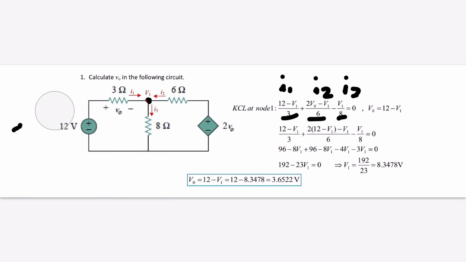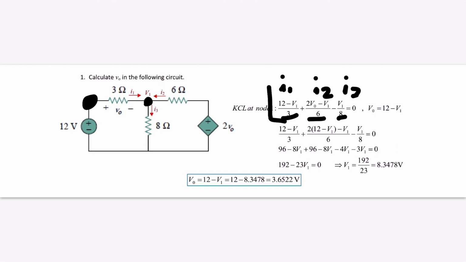Moving on to this part of the question, we're going to represent the currents I1, I2, and I3 in terms of voltages over resistance. For the first part, looking at I1, where do we get this representation from? This point has 12 volt potential. This point is V1, which is unknown, and the resistance between these two nodes is 3 ohms.